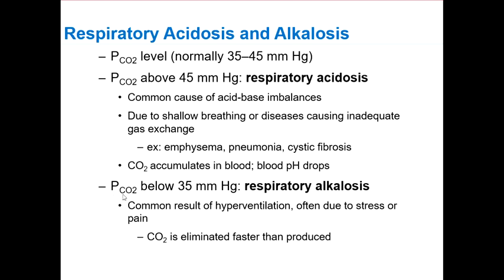And the opposite, partial pressure of carbon dioxide below 35 millimeters of mercury, is respiratory alkalosis. This is a result of hyperventilation, just the opposite of what would happen in all these inadequate gas exchange conditions. And usually that occurs because of stress or pain. People tend to hyperventilate. So now carbon dioxide is eliminated faster than it's produced. And because eliminating carbon dioxide is also eliminating our hydrogen ions, we move toward the higher pHs, or alkalosis area.